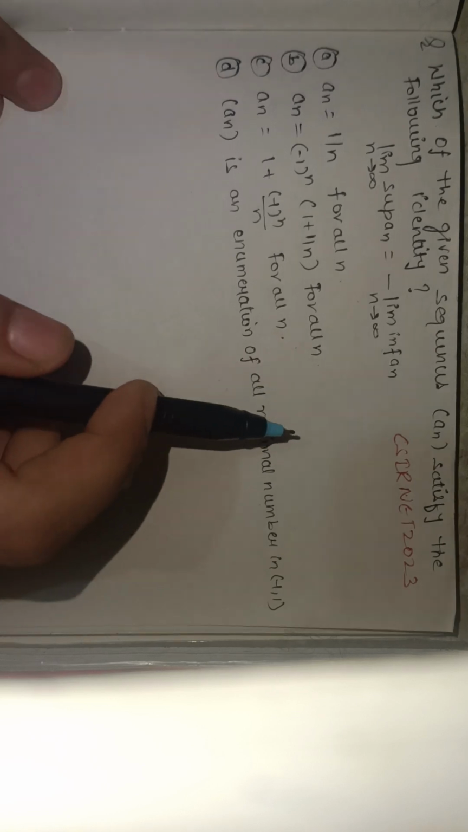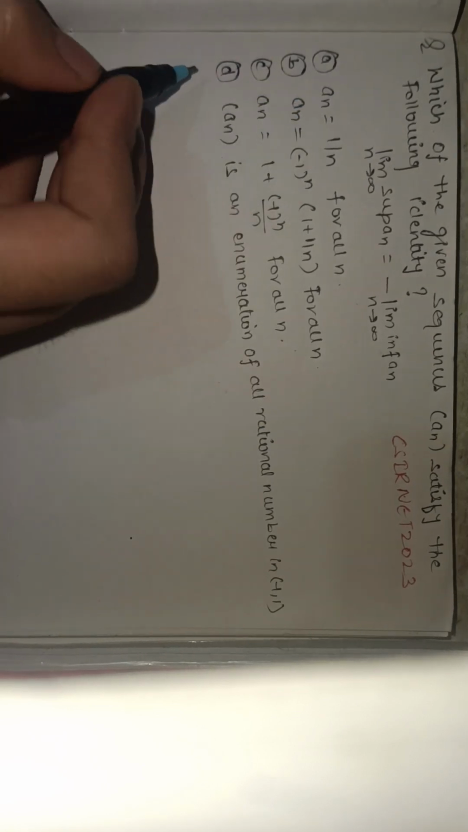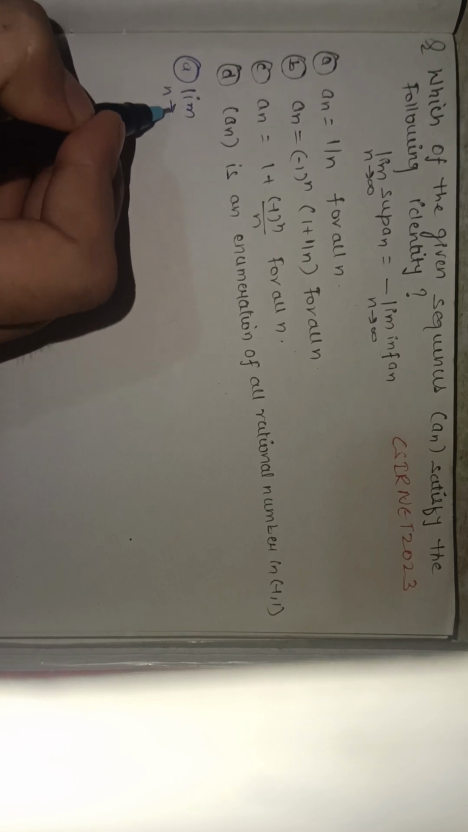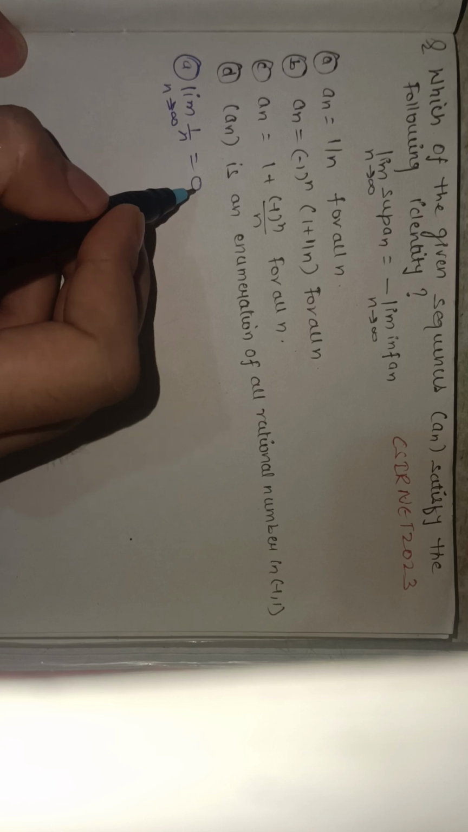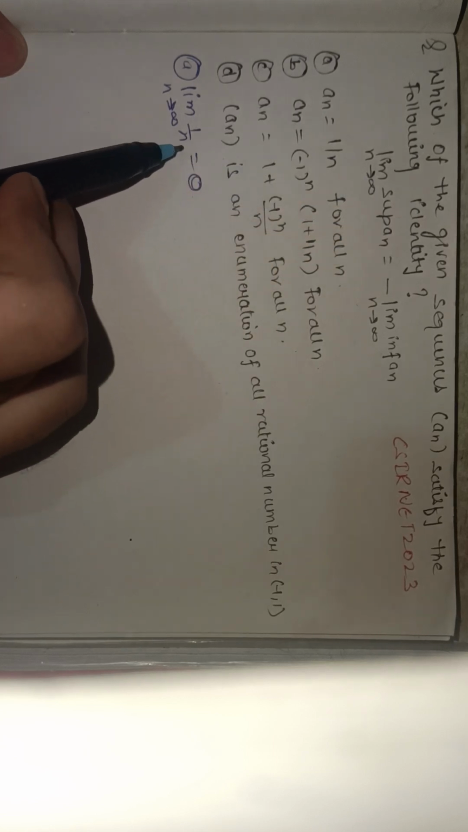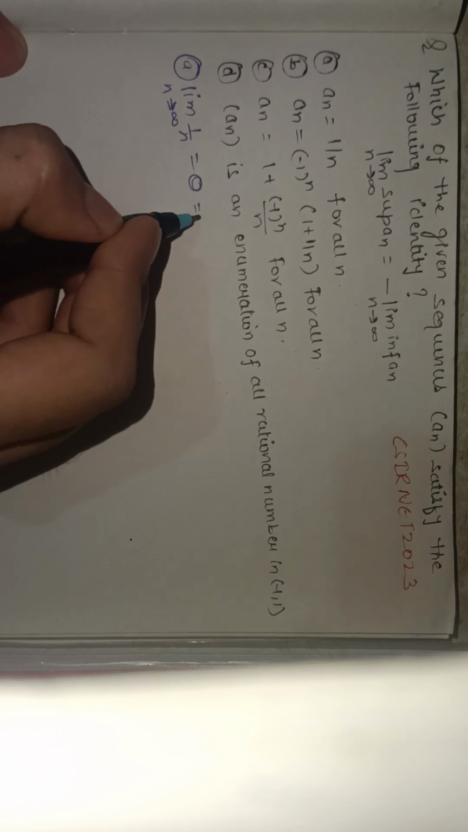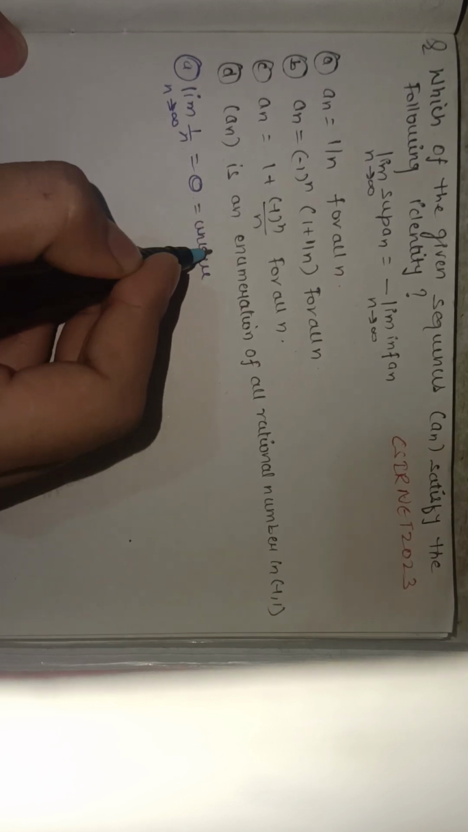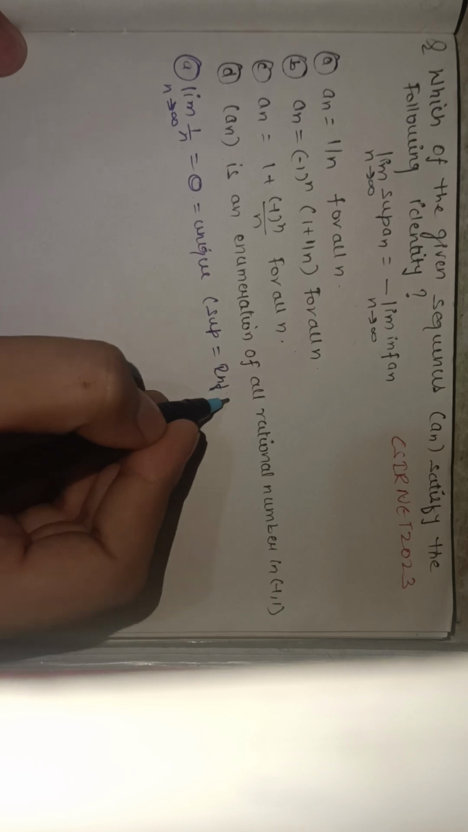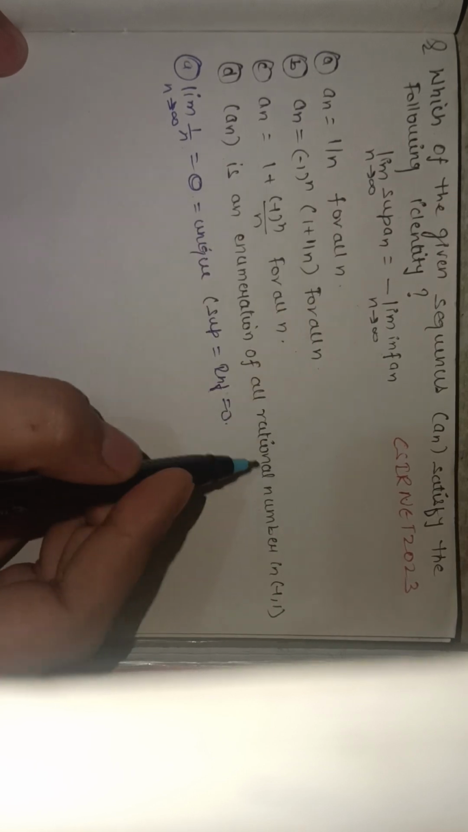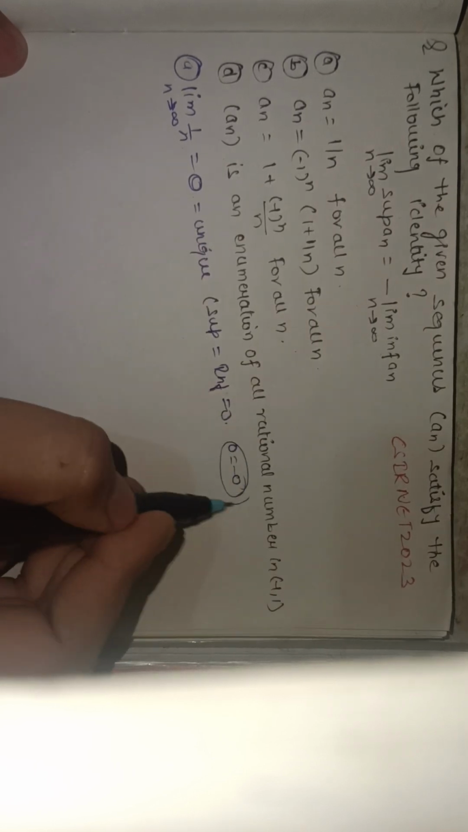So we will see one by one. Taking option A, limit n tends to infinity 1 upon n is equal to 0. So here the supremum and infimum are equal to 0 because the limit is unique. So here supremum is equal to infimum is equal to 0. So here 0 is equal to minus of 0. This condition is satisfied, so this option is correct.